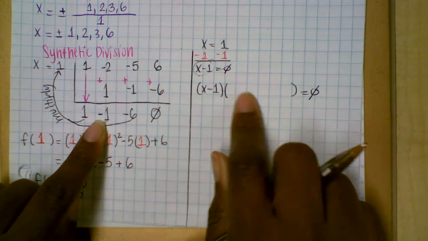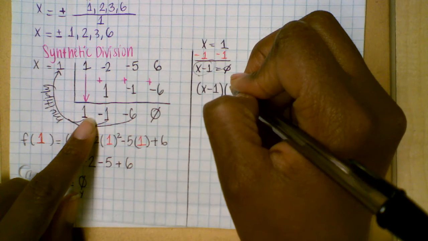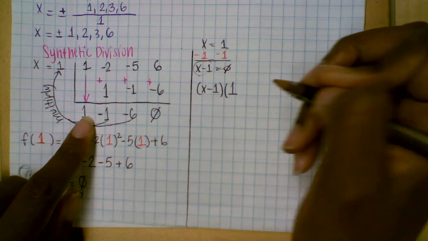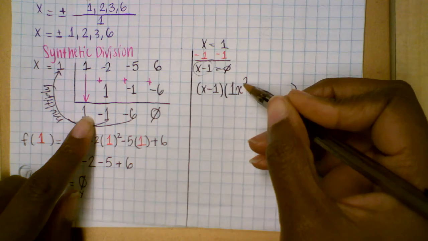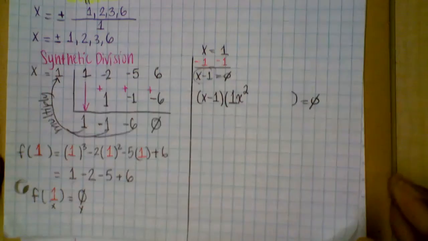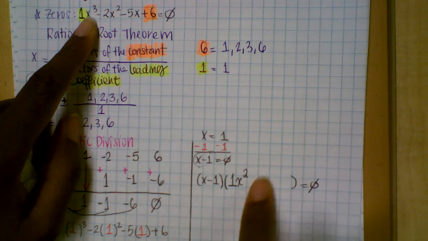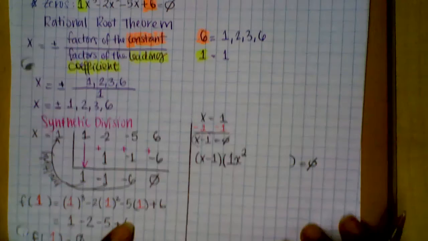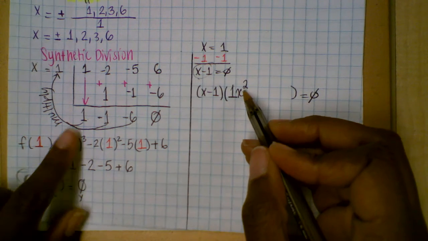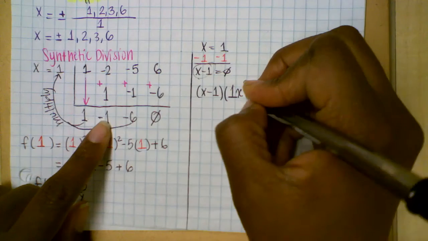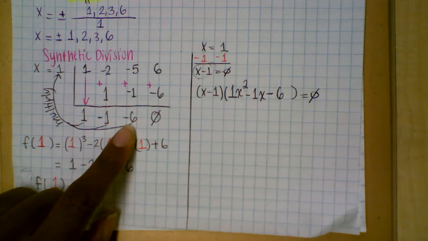The first coefficient of the second factor is going to be 1. The variable I'm going to use is x squared, because it's always going to be a degree less than the original degree. The original degree is 3, so to complete the second factor it has to be a degree less, because you already factored out the x. So you end up with 1x squared minus 1x and negative 6.